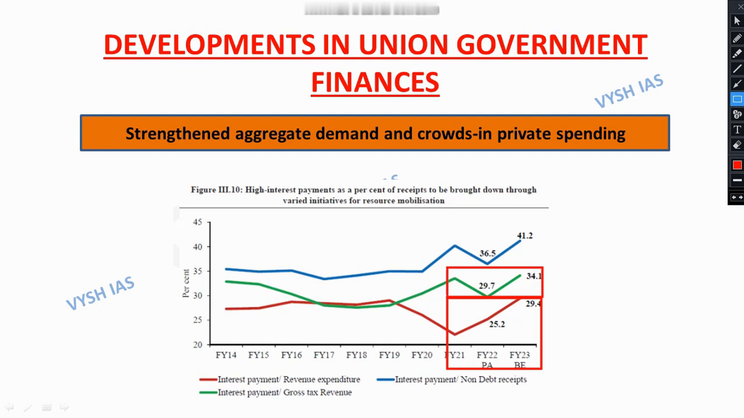Now let's look at the blue line, which is regarding non-debt receipt. So here also we can say that from financial year 21 to financial year 23, it is not consistently increasing, not consistently decreasing, because once we compare from financial year 21 to 22, there is a downward slope, and from financial year 22 to 23, there is an upward slope. Hope it is clear to you.